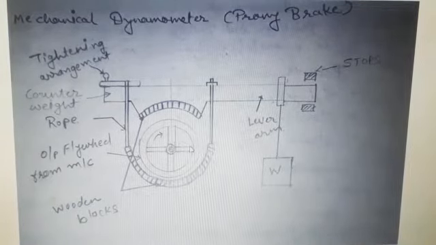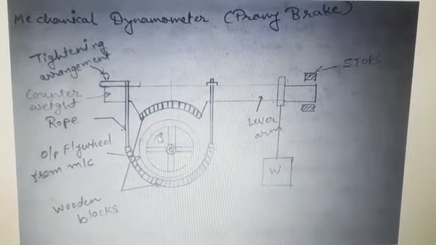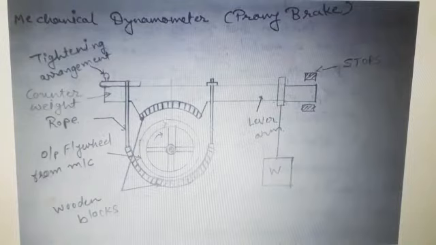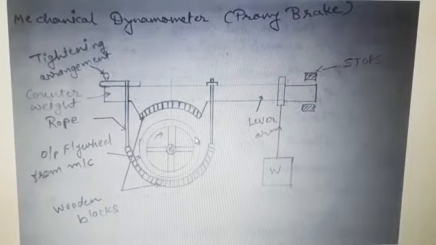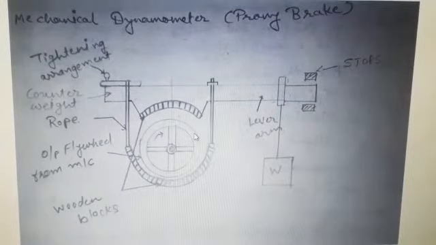So students, I think you have a question: how can we find the value of N? N means revolution, the revolution of the brake drum or of this pulley. N is calculated with the help of a tachometer. A tachometer is a device which is used for measuring RPM, so that we can easily find the value of N. Clear? Let's repeat this question once again.